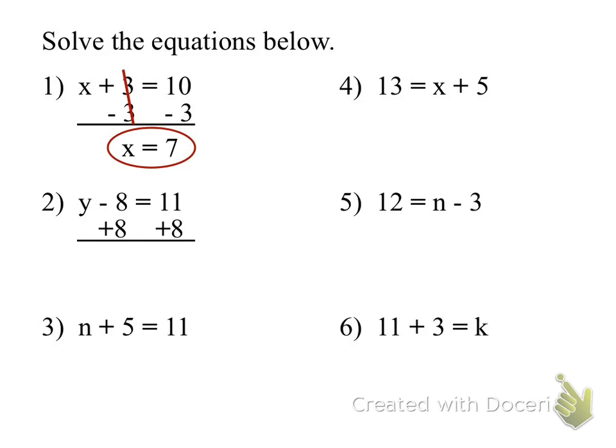Chris, look here. Negative 8 and positive 8 make what? I owe $8, but then I earn $8. How much is in my pocket? I owe $8 and I earn $8. 0. Okay, so what's left on that side of the equal sign?